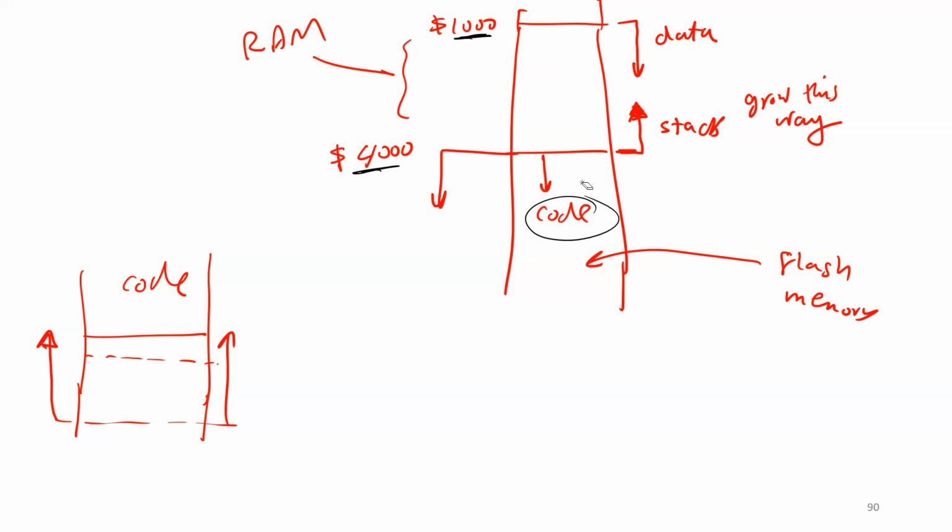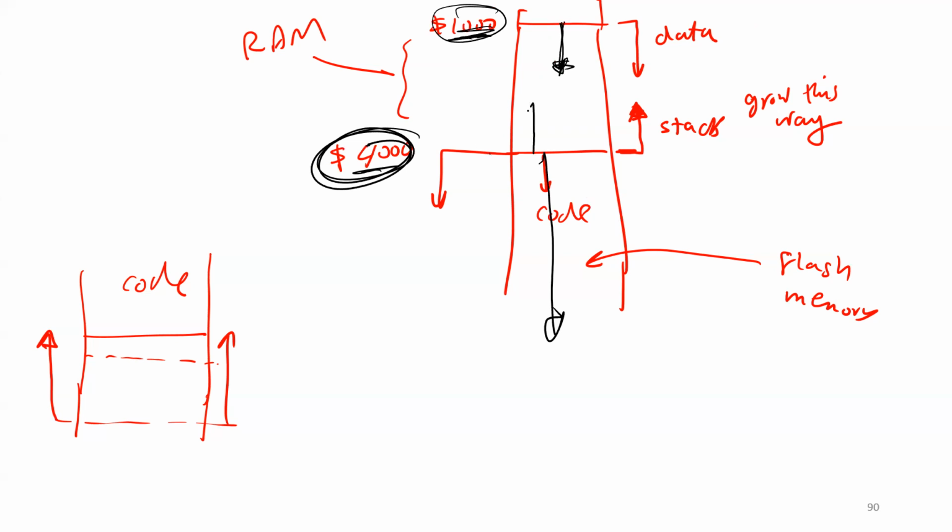I'm going to tell you how. Look here, guys. Starting from 4,000, the code is going to go this way. Starting from 1,000, your data has to come this way. So every time you add more arrays or more variables, you are going to start from here and go this way. Where is the stack? I'm going to start from 4,000 and then go up.